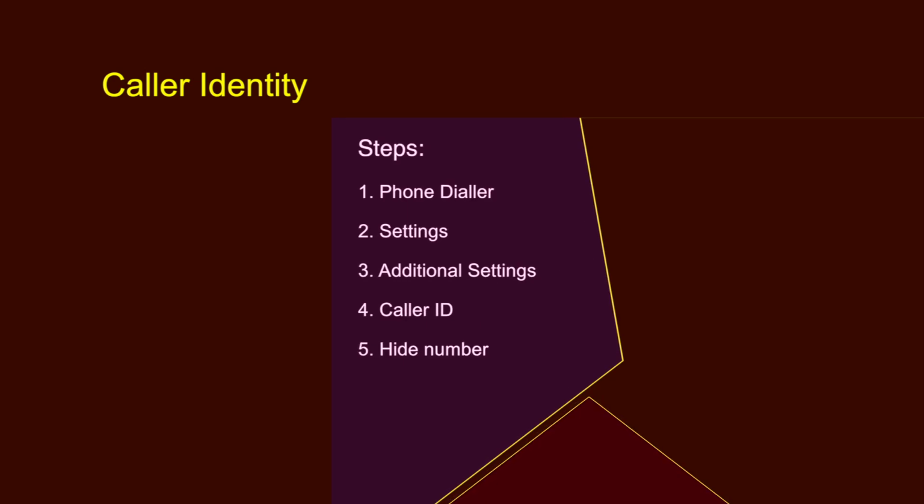Caller identity. If you want to hide your caller ID, go to Phone Dialer, Settings, Additional Settings, Caller ID and Hide Number tab.